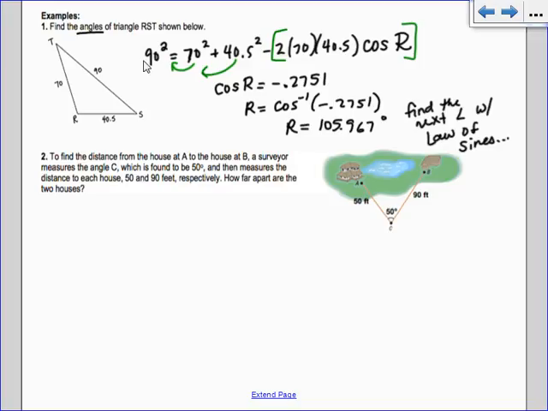All right, so next one says to find the distance from the house at point A to the house at point B, a surveyor measures the angle C, which is found to be 50 degrees, and then measures the distance to each house, which is 50 and 90 feet, respectively.